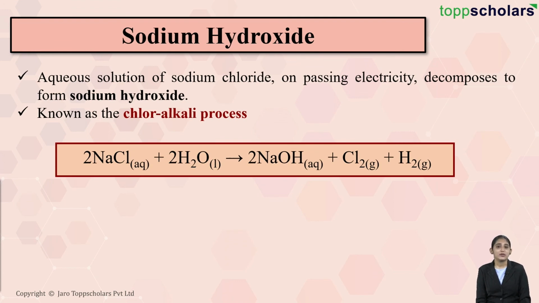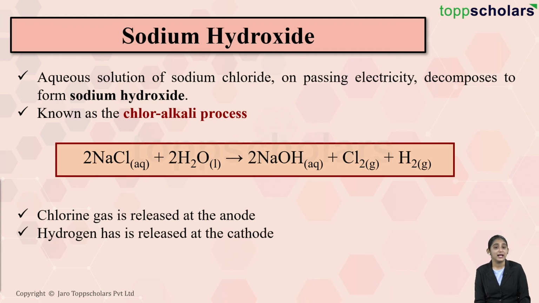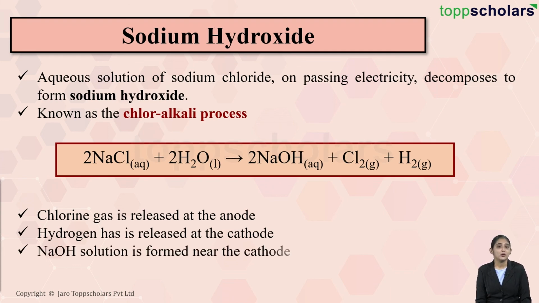When you pass electricity through this aqueous solution, it decomposes to give you sodium hydroxide, right? Now friends, in this process what happens is the chlorine gas gets liberated at the anode, whereas hydrogen gas is liberated at the cathode. And this sodium hydroxide solution is formed near the cathode.